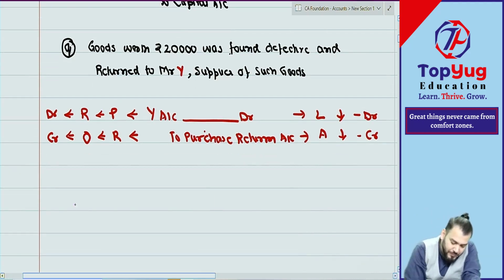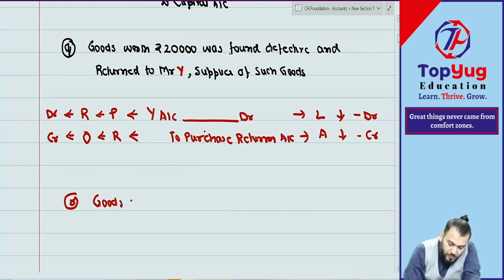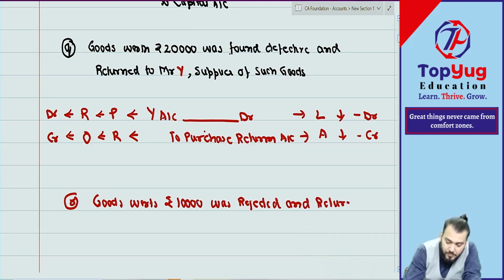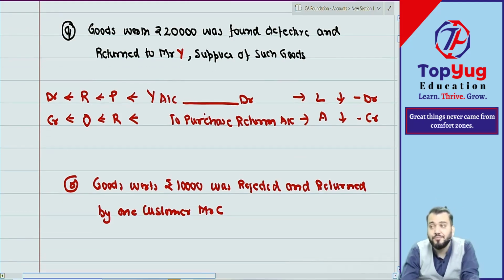Similarly, if I say that goods worth rupees 10,000 was rejected and returned by one customer, Mr. C. Mr. C was one of the customers to whom initially we have sold some goods.